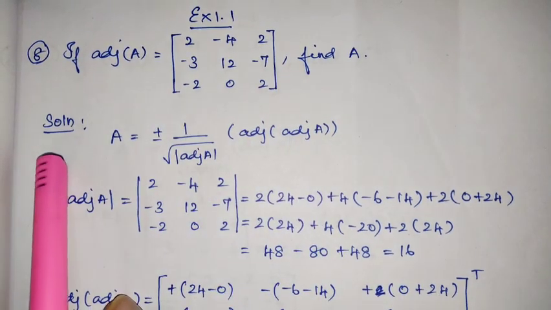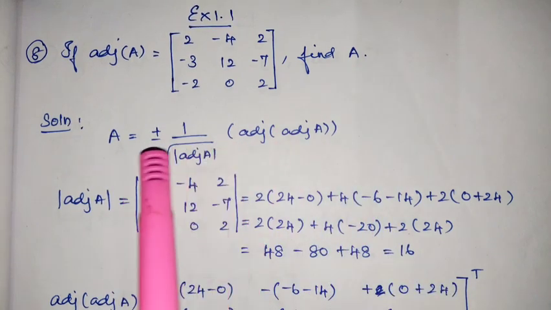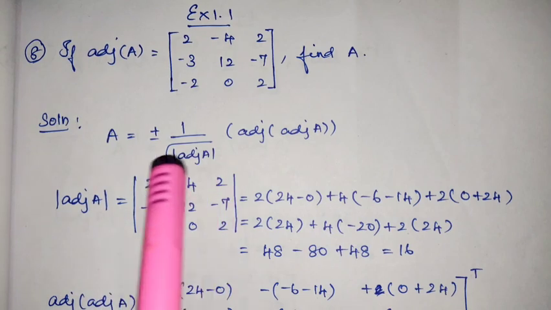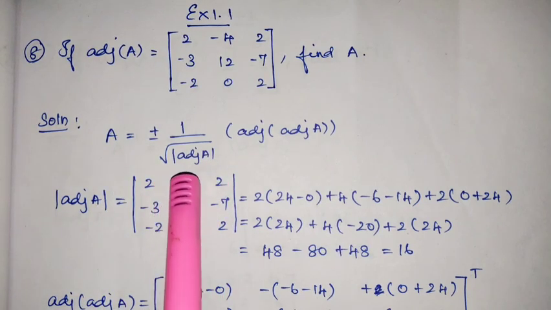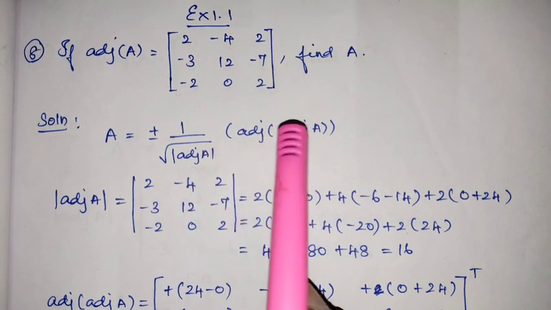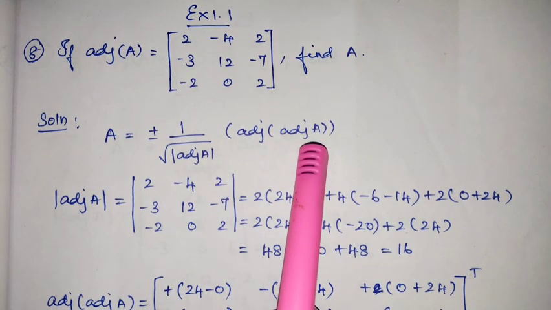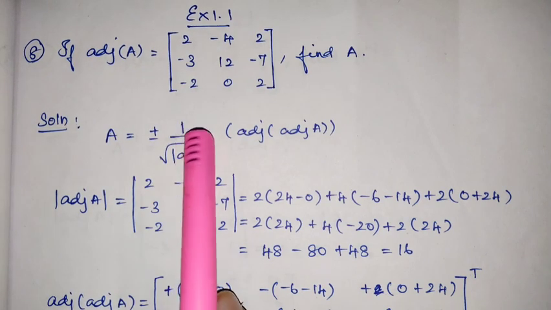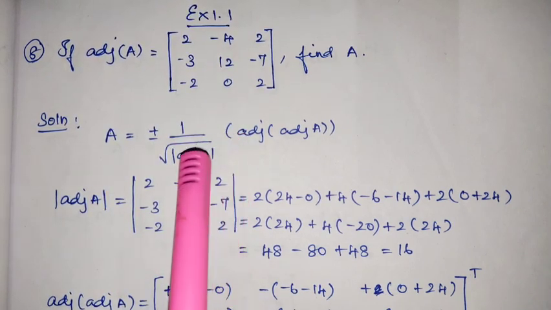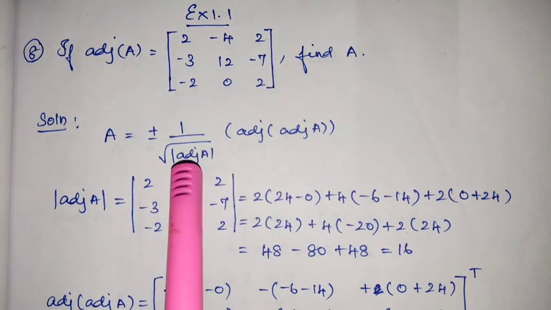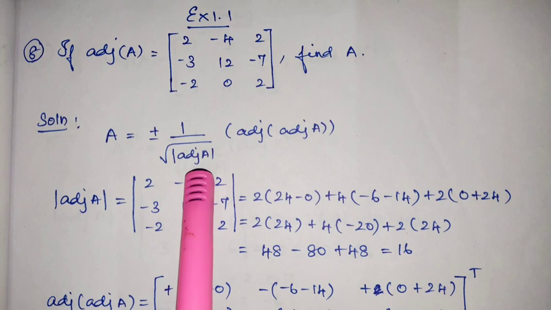So solution, to find A, the formula is A is equal to plus or minus 1 by root of determinant of adjoint A into adjoint of adjoint A. So first we have to find determinant of adjoint A.